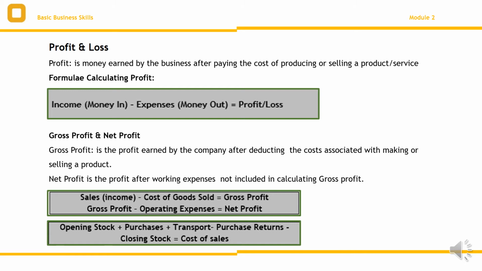You then need to subtract any purchase returns. What are purchase returns? You may return stock back to your suppliers because it's spoiled or because it is not in acceptable condition. So you minus those purchase returns. And you need to also minus the closing stock. So any stock that was left over at the end of the month, we subtract. Once you've calculated all of that, then that becomes what we call your cost of sales. So as a business, you need to be able to calculate your gross profit as well as your net profit.